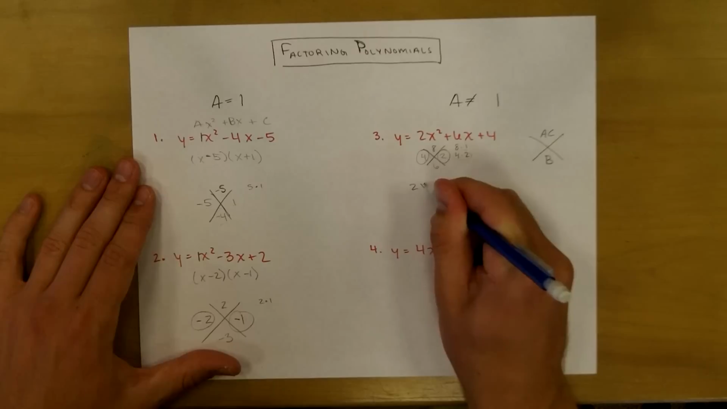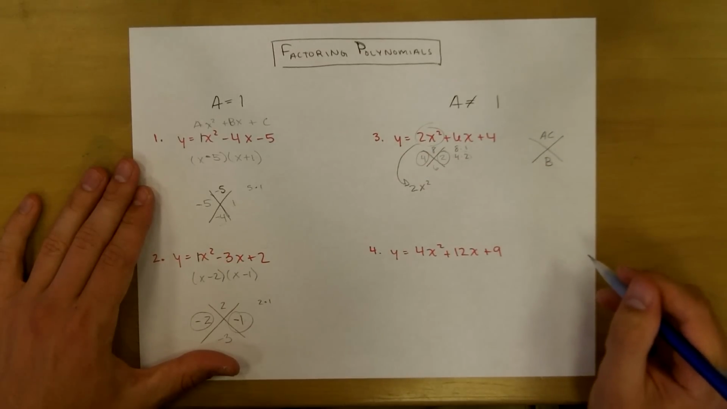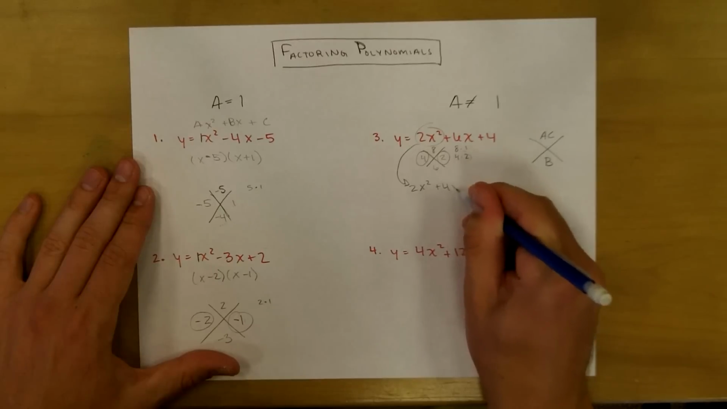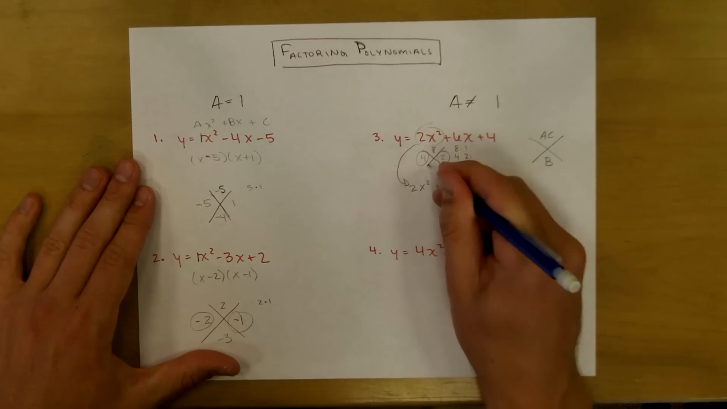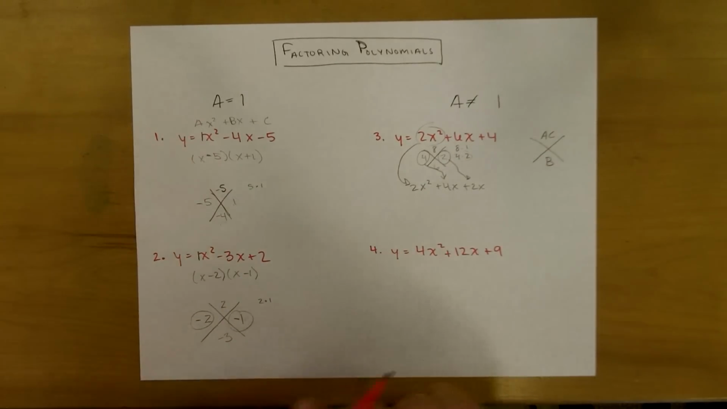We're going to write down our first term, our x squared term first, and then we're just going to tack on these two that we just found. The 4 is right there, and the 2 is right there. Maybe I should start using a different color, huh?